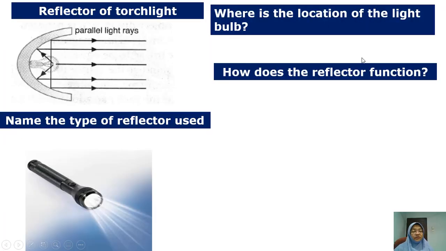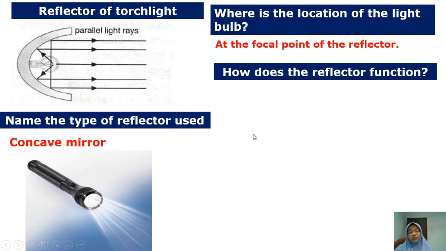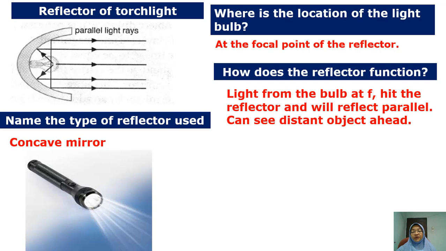Okay, now we move on to the torchlight reflector. Inside the torchlight there is a shiny reflector. The type of reflector used is a concave mirror. Where is the location of the light bulb? Again, it is at the focal point of the reflector. How does the reflector function? Light from the bulb at F hits the reflector and will reflect parallel. Remember, light from the focal point will be reflected parallel, and you can see distant objects ahead.